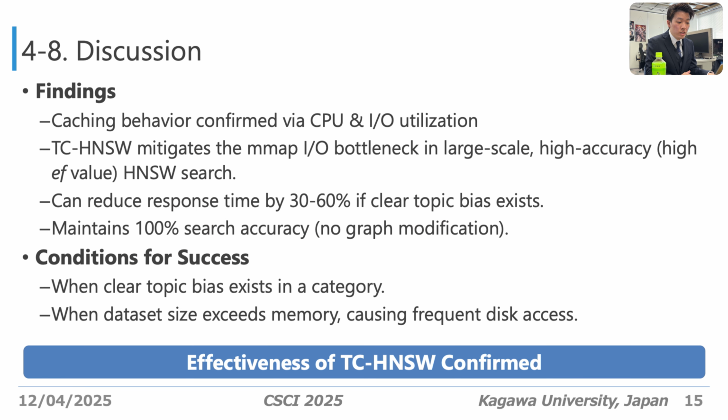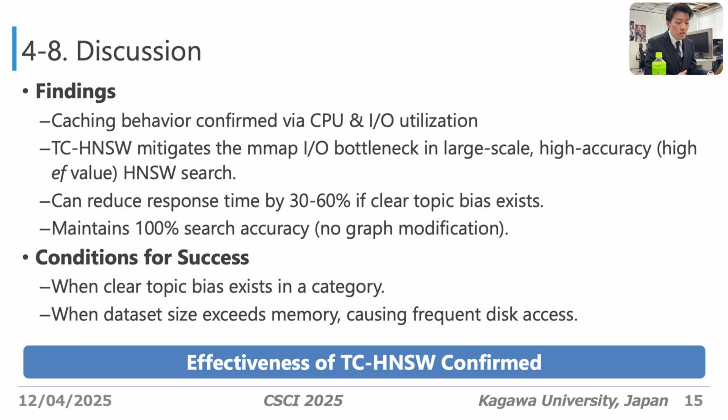Let's discuss the findings. First, we confirm the caching behavior through CPU and I/O utilization. Second, TC-HNSW successfully mitigates the mmap I/O bottlenecks. It is especially effective for large-scale and high-accuracy searches. We found that it can reduce response time by 30% to 60%. Most importantly, it maintains 100% search accuracy because we do not modify the graph.